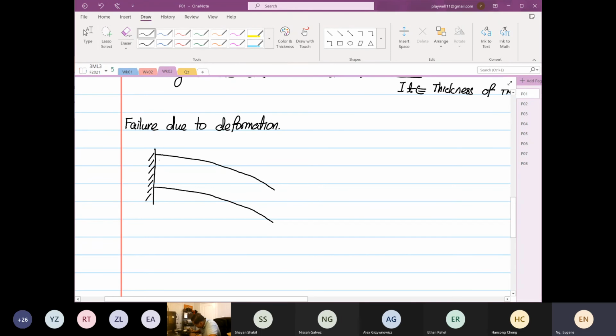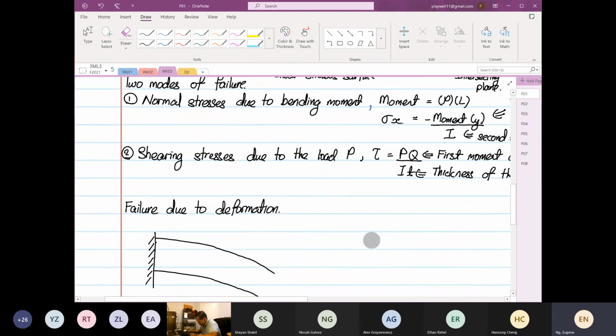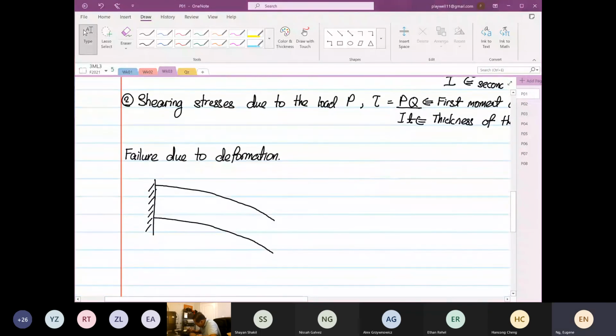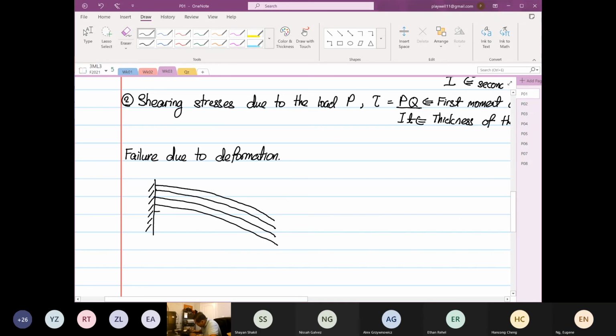And each layer, so how many layers did I draw? 1, 2, 3, 4, 5.